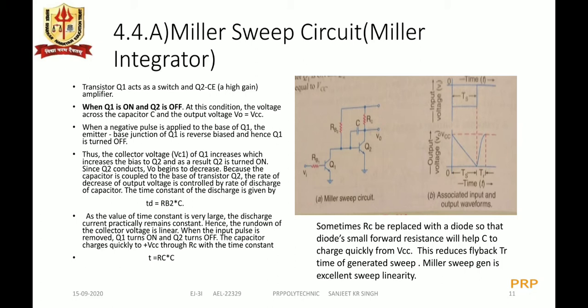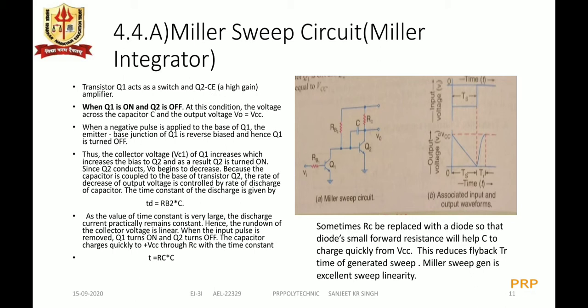Because the capacitor is coupled to the base of the transistor Q2, the rate of decrease of the output voltage is controlled by the rate of discharge of the capacitor, and the time constant of the discharge is given by T discharge equal to RB2 into C. This is the RC time constant, RB2 into the capacitor C. As the value of the time constant is very large, the discharge current practically remains constant, hence the rundown of the collector voltage is linear.